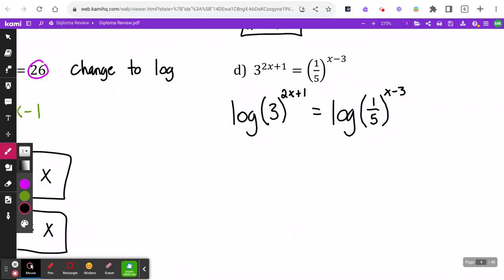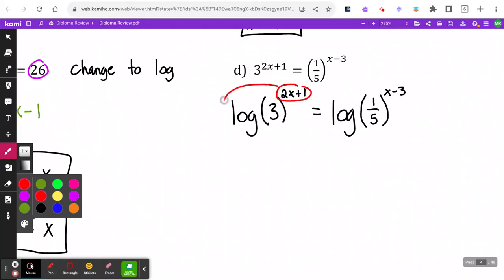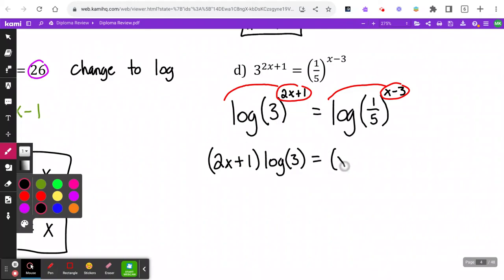Then we get these questions that are very messy to solve, because we're going to take these exponents and drop them in front, and we're going to have to expand with logs. So you have now 2x plus 1 times log of 3 equals x minus 3 times log of 1 over 5.